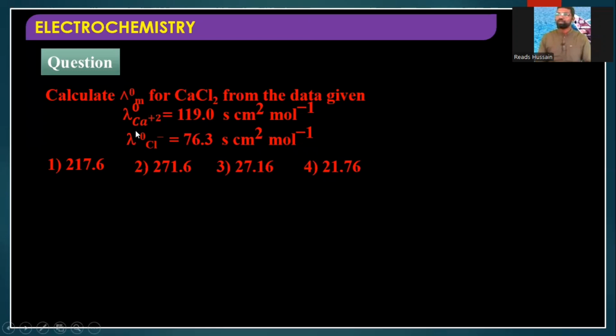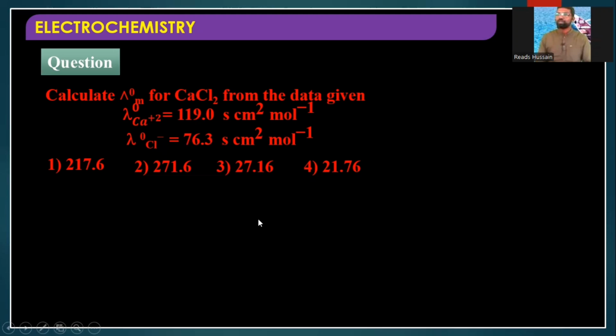See here, this small problem is very important. Calculate the limiting molar conductivity of calcium chloride. We have to find the limiting molar conductivity of calcium chloride from the data given. The molar conductivity at infinite dilution of the calcium ion is 119 Siemens centimeter square per mole. The limiting molar conductivity of the chloride ion, Cl- ion, is 76.3 Siemens centimeter square per mole. These are the two values given. Can you find the limiting molar conductivity of calcium chloride?